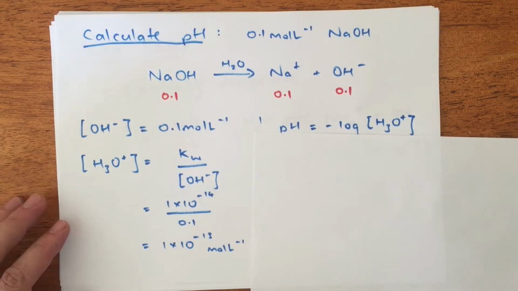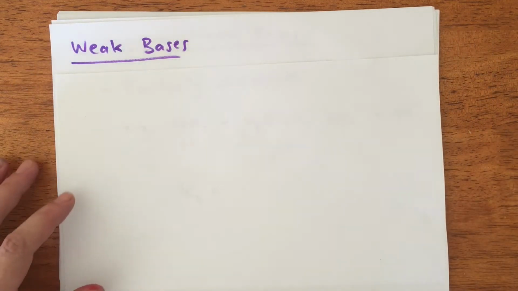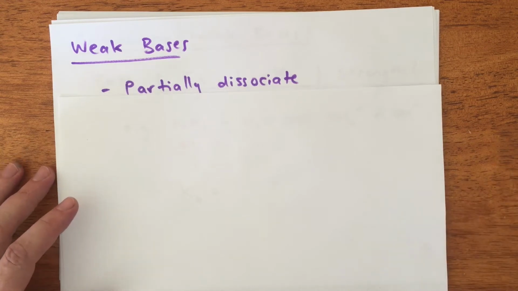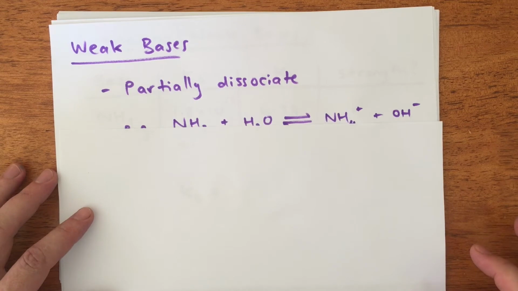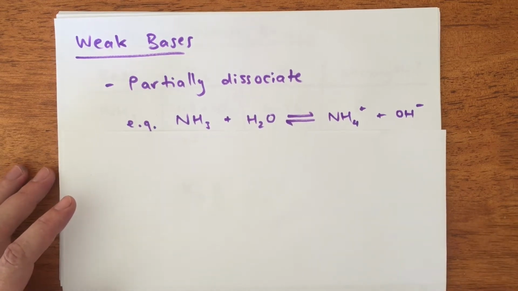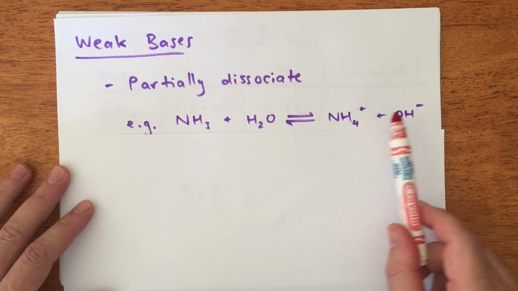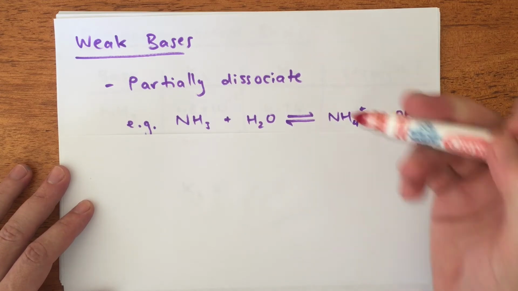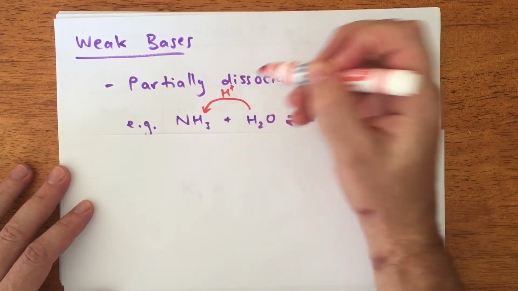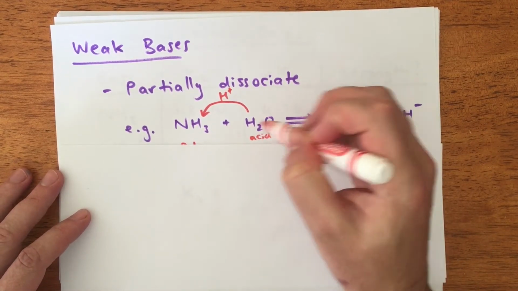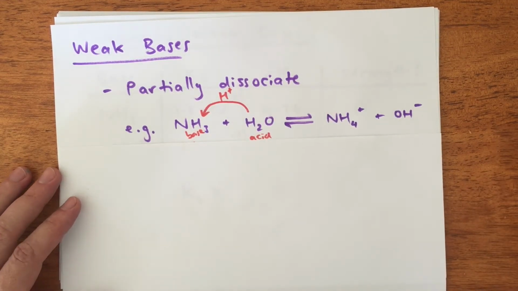Let's now have a look at weak bases. Weak bases only partially dissociate in water. They're going to form an equilibrium, as we can see here from NH3 when it's placed into water. It forms the ammonium ion and hydroxide, and again we're seeing that H+ being transferred from the acid to the base. So NH3 is again acting as a base.